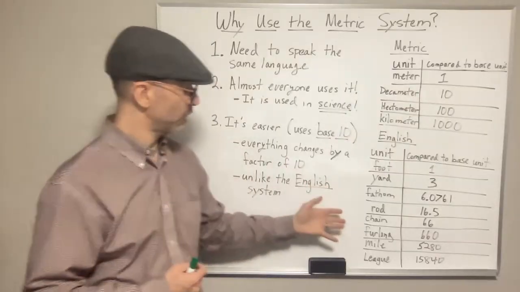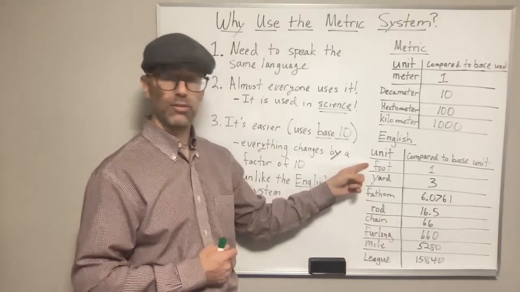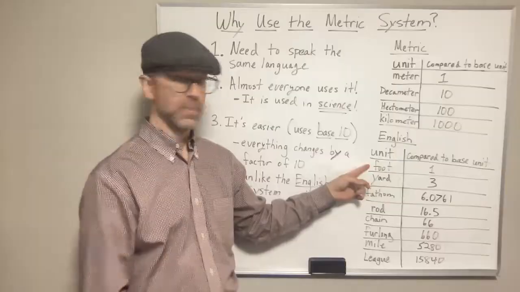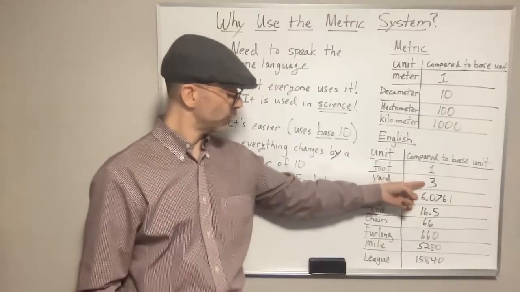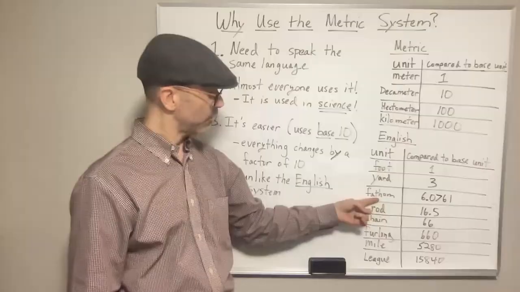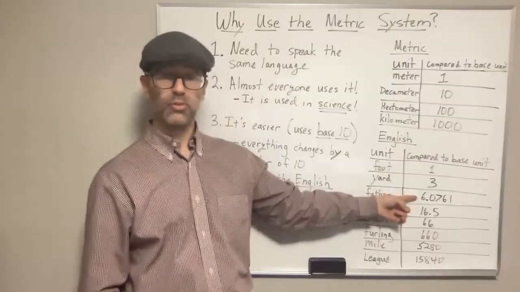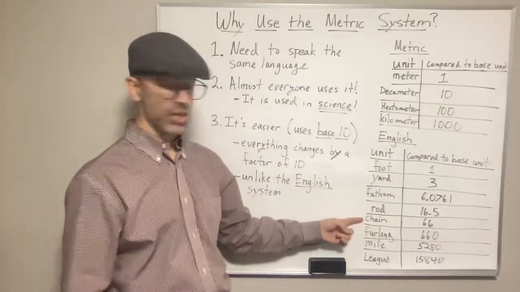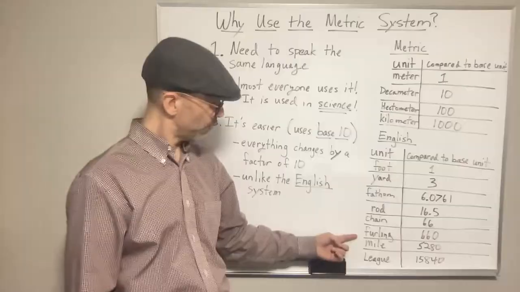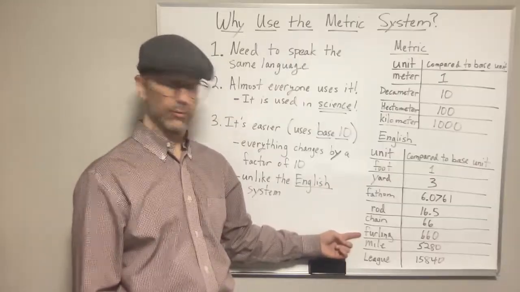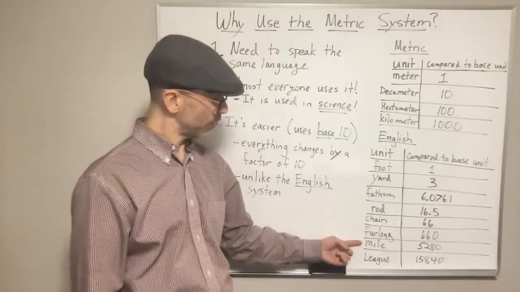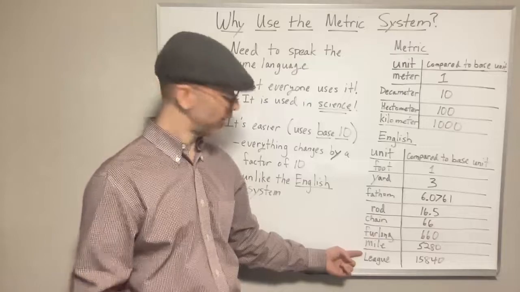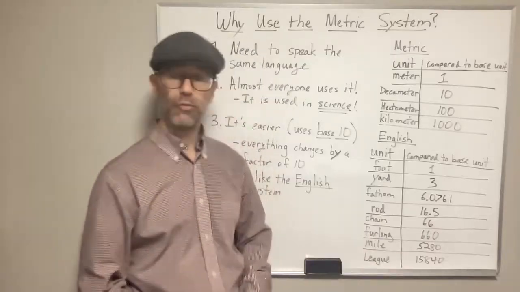Now, if we look at the English system, not so easy, right? If our base unit is the foot and we're comparing all the other English lengths to the foot, then we see that 1 yard is equal to 3 feet, but a fathom is equal to 6.0761 feet, right? A rod is 16.5 feet. A chain is 66 feet. A furlong is 660 feet, right? And so on. A mile is 5,280 feet. And a league, right, as in 20,000 leagues under the sea, that is 15,840 feet, right?